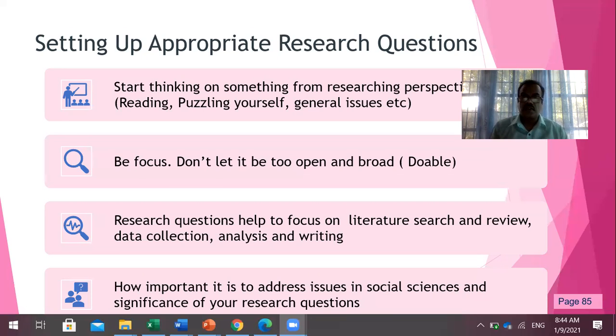Then, how important it is to address issues in social sciences and the significance of your research question. No matter what it would be, your research question should have some bearing in connection with social issues, management issues, day-to-day life, basically. Since you are in the accounting degree program, think of your organization. What are the current issues your organization faces? That would be good. Or otherwise you can take broader issues pertaining to the field of accounting, finance, or whatever. Then you limit your scope.